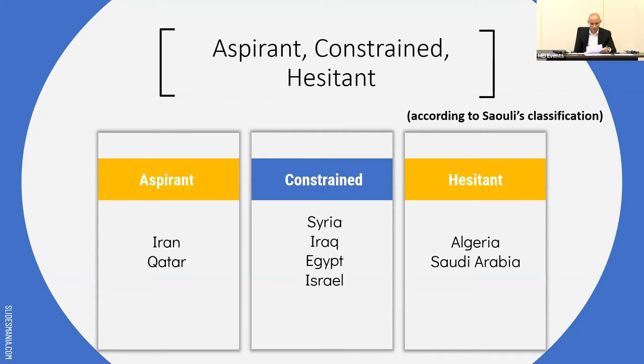An aspirant, he puts, and he calls these regimes seeking to play influential leading roles in their region and beyond, and are usually driven by security and economic considerations. Constrained are the ones that aspire to play the aforesaid roles, but are inhibited due to a lack of capability. And the hesitant ones are those that possess the capability but lack the aspiration, the will, or the interest. So of course here he classifies Iran and Qatar under aspirant. I'm not going to go into detail on how he justifies this. I invite you to consult his chapter, but I'm going to give you my assessment based on what I've just talked about. Now, Saudi Arabia.